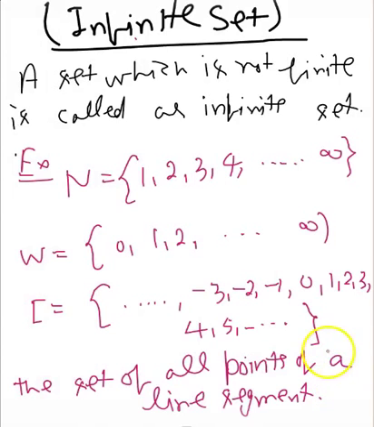Moving to the next type, that is the infinite set. As the name says, we cannot identify the total number of elements present in a set. That would be called an infinite set. So a set which is not finite will be called an infinite set. Say for example, the set of natural numbers. The natural numbers start from 1, 2, 3, 4 up to infinity. We don't know how many elements are present in this set, so we'll call this an infinite set.